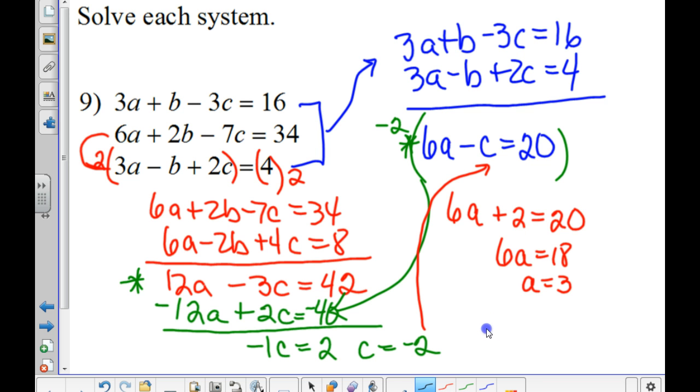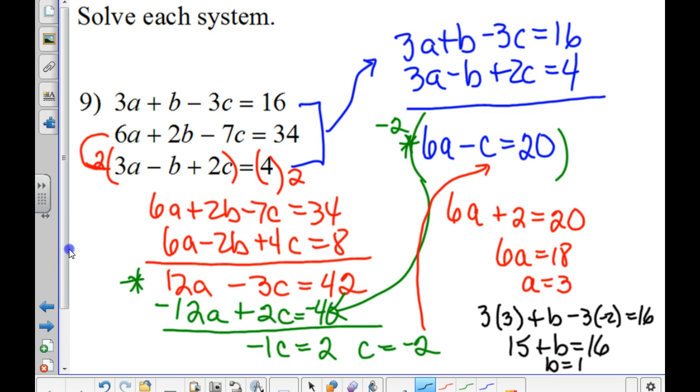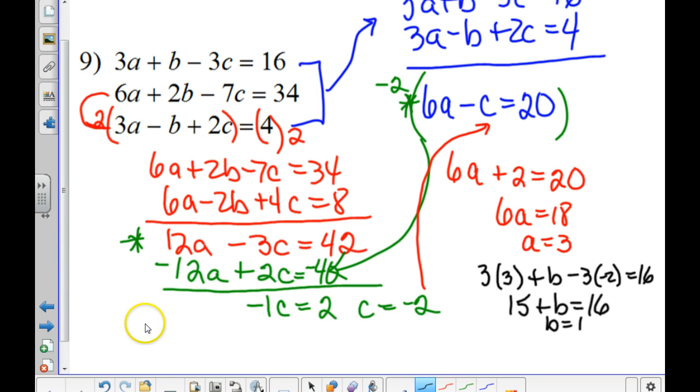Now what do I need to do to find B? Yeah, go back to one of the original equations. I'm just going to pick the first one. 3A plus B minus 3C equals 16. This is 9, and this is positive 6, so is it 15? Yeah, it's this one. All right. If I did it right, I have 3, 1, and negative 2.